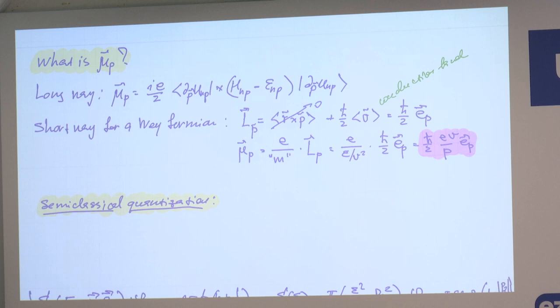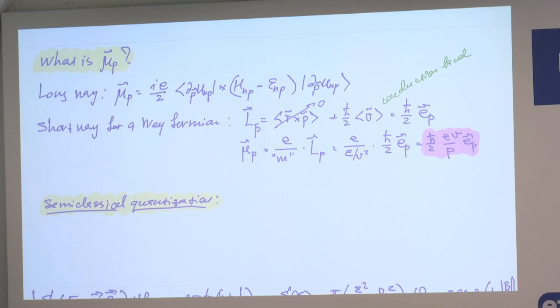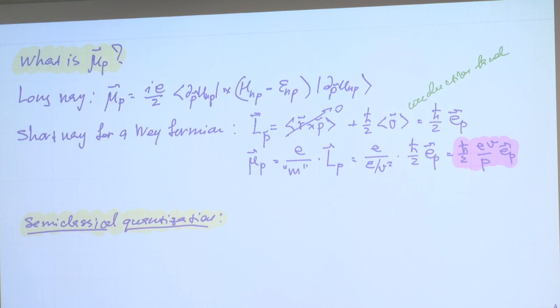And as you know, the Weyl electron, just like a photon, has definite helicity. It has definite projection of spin onto the direction of motion. So we immediately know that this average of the spin for a given momentum is just the unit vector in the direction of momentum, or minus that for the other band, for the valence band. Okay, and then we can use this usual conversion of the angular momentum into magnetic moment using the gyromagnetic ratio.